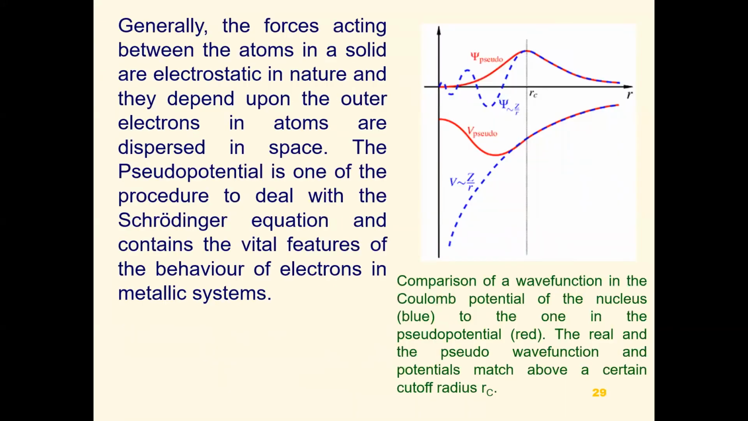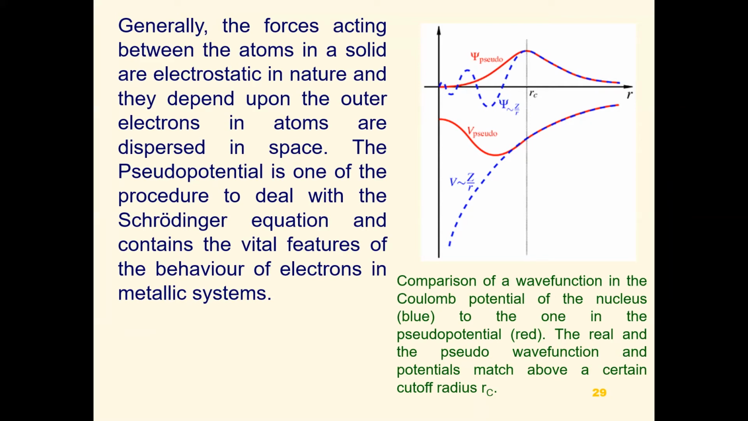Generally, the forces acting between atoms in a solid are electrostatic in nature, and they depend upon how the outer electrons in the atoms are dispersed in space. So the pseudopotential is one procedure to deal with the Schrodinger equation and contains the vital features of the behavior of the electrons in a metallic system. Here you can see the figures, particularly of the real potential as well as the pseudopotential wave function.